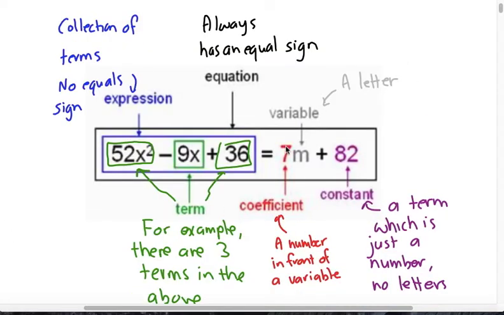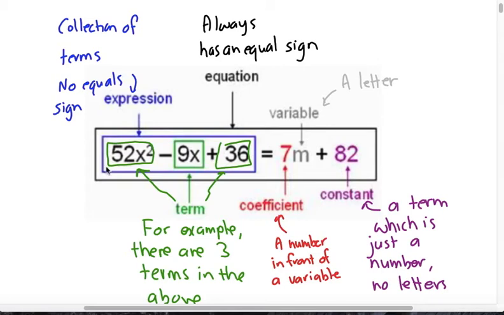So below, notice I've got 5x squared minus 9x plus 36 equals 7m plus 82. So let's see, what are all these things? First of all, this whole thing in blue, surrounded here in blue, is what is called an expression. Similarly, over here, this is another expression. So an expression is a collection of terms.